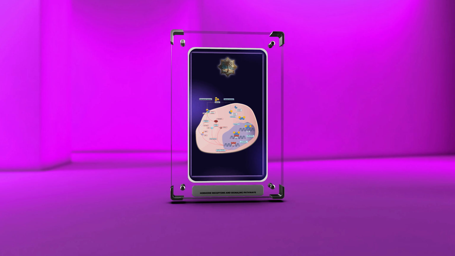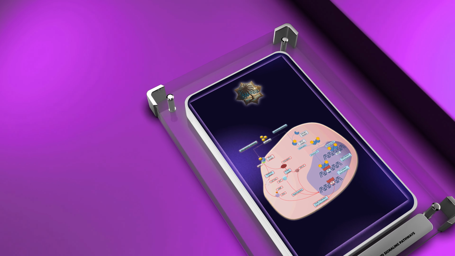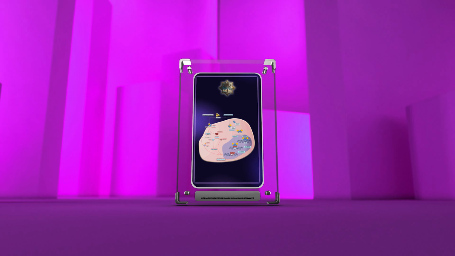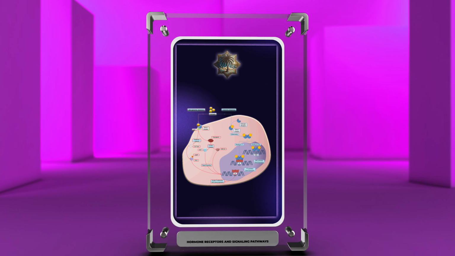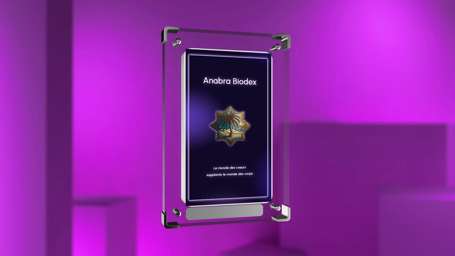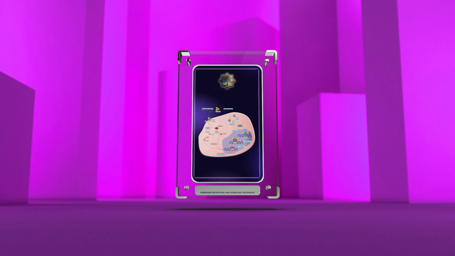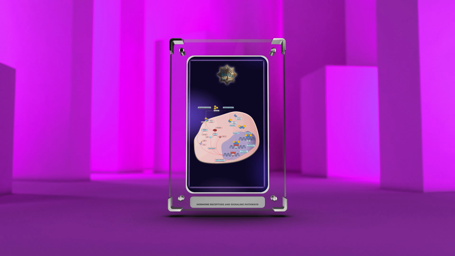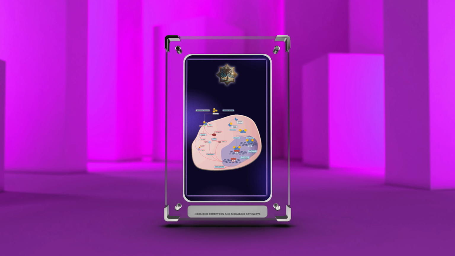Hormones play a crucial role in regulating various physiological processes in the human body. Hormone receptors, located on the surface or inside cells, are specifically designed to bind with hormones, initiating a cascade of intracellular events known as signaling pathways. These pathways ultimately lead to the activation or suppression of target genes, influencing cellular responses.